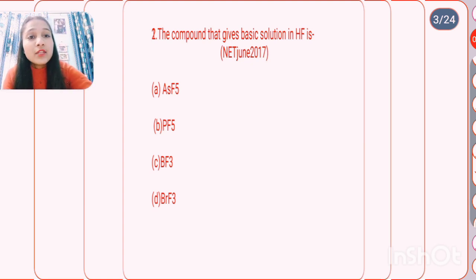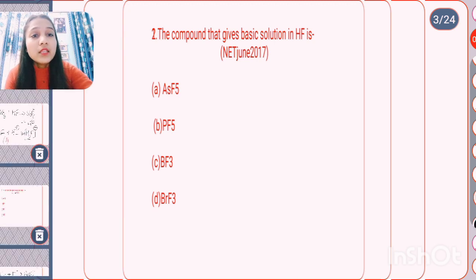So here the first option is AsF5, second is PF5, third is BF3. These all three we know are Lewis acids. So Lewis acids react as acids in HF. So they do not give basic solution. So the answer should be answer number D.